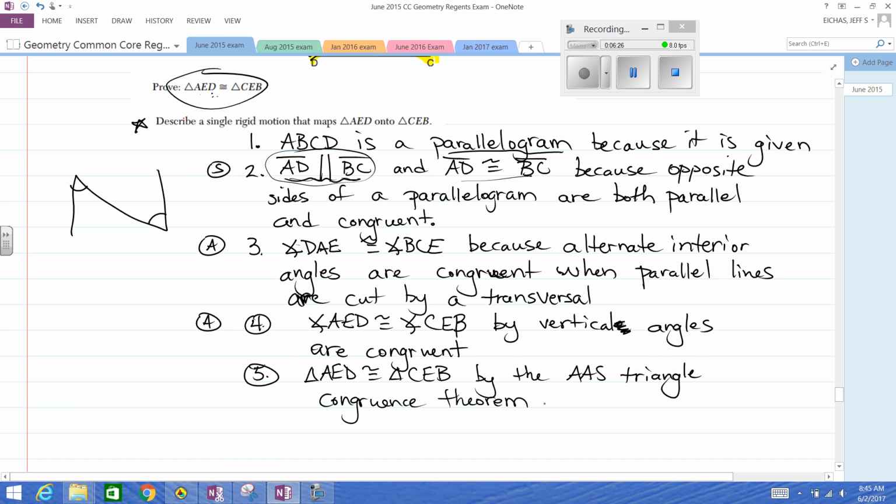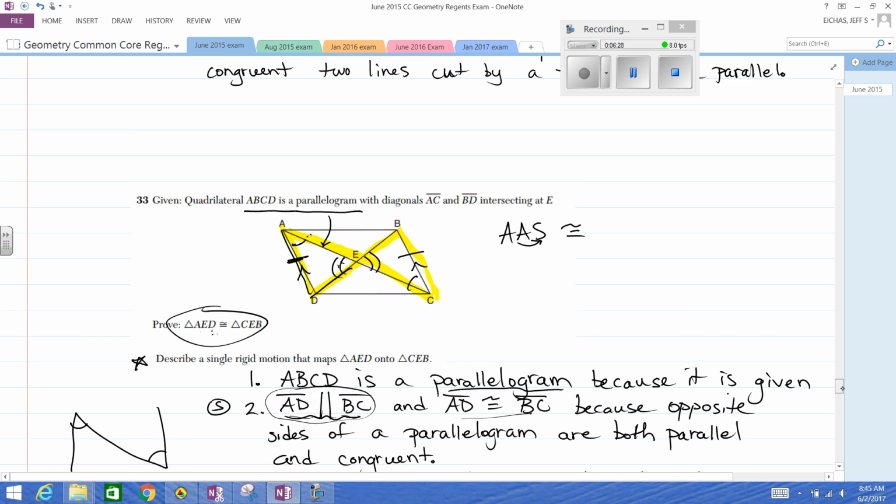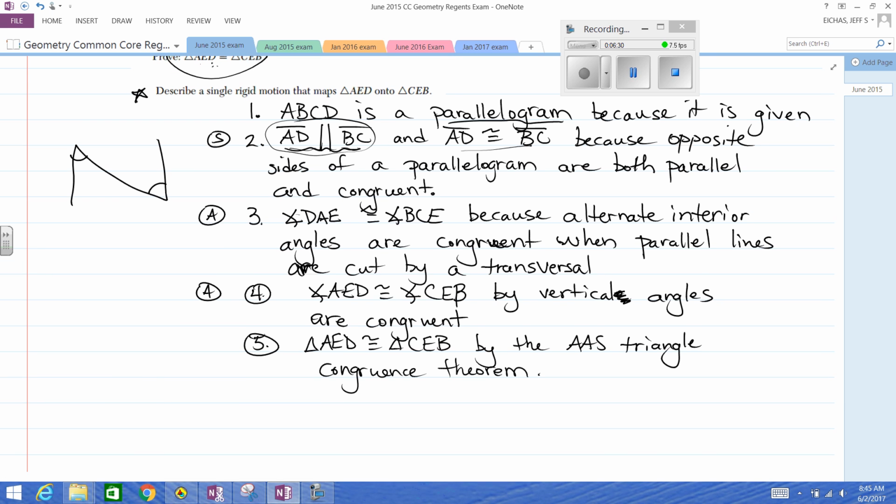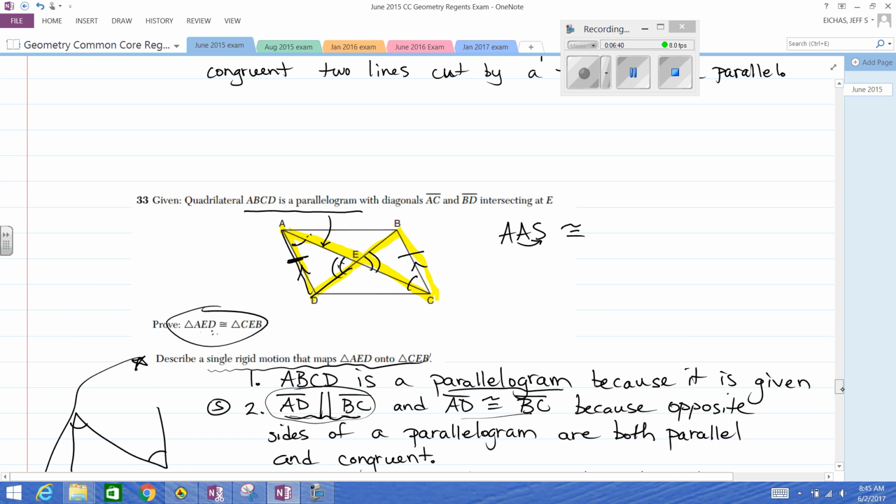Postulate, theorem, whatever your teacher likes. Some people use axiom even, so whatever you're used to. All right, describe a single rigid motion that maps triangle AED onto triangle CEB.